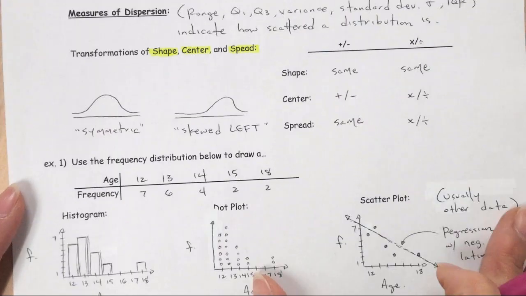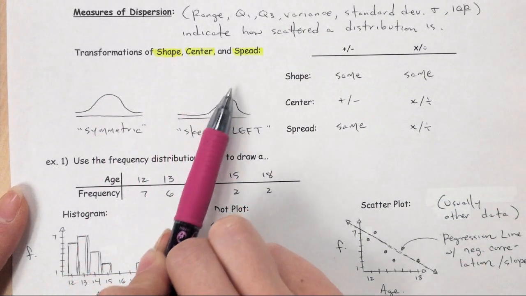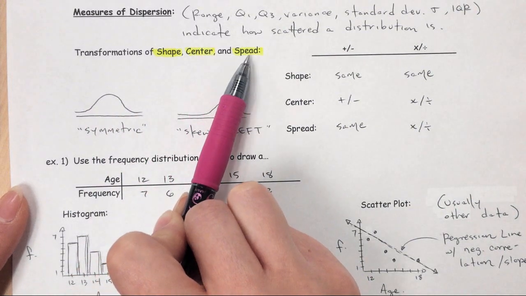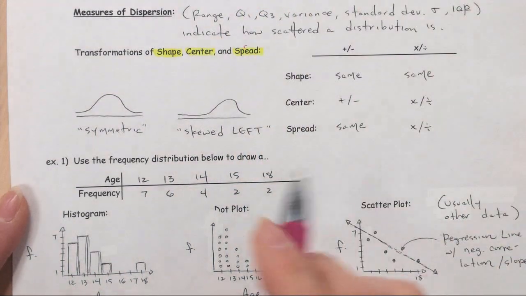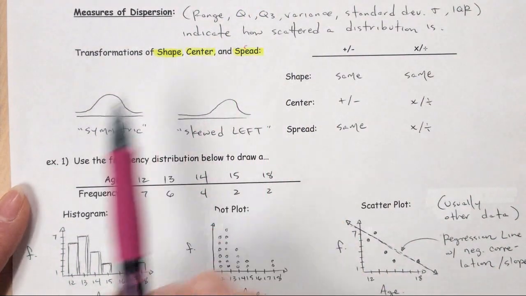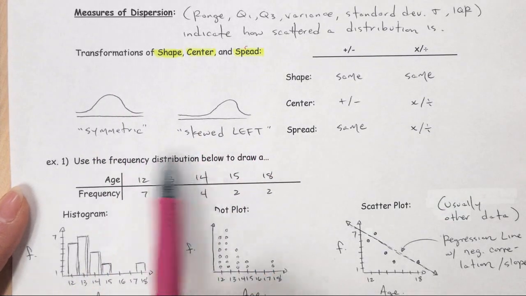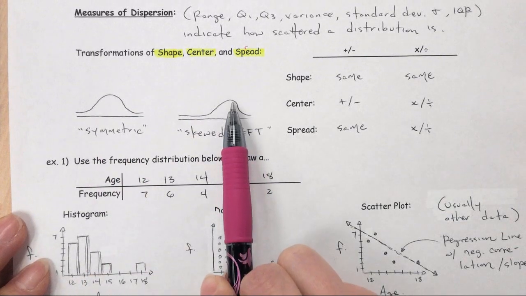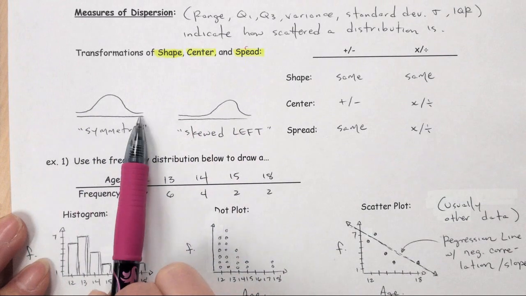So there's three things that we always want to think about in terms of data. It's shape, the center, and the spread. I wrote speed, but it should say spread. There's like an R in here. Sorry. So the shape would be like symmetric or skewed. That would be the shape. The center, like this would be the center, whereas this would be the center. And then the spread would be how spread out the data is.